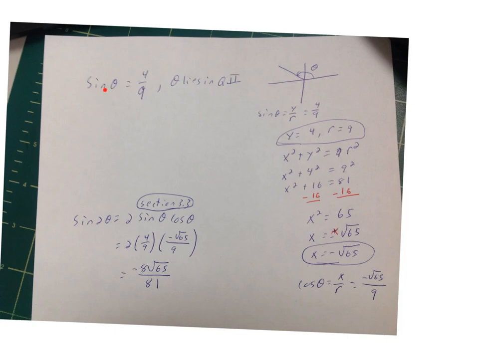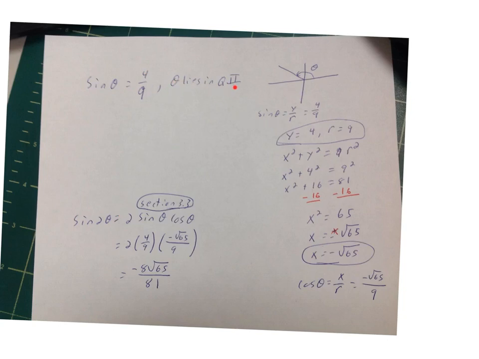You're given that the sine of theta is 4/9, and theta lies in quadrant 2. You're asked to find sine of 2 theta and some other things, cosine 2 theta and tangent 2 theta. I'll just work the first one, sine 2 theta. So I like to draw a picture.